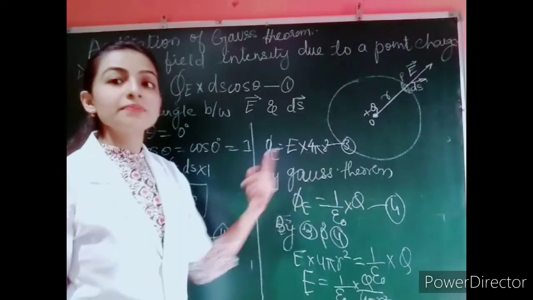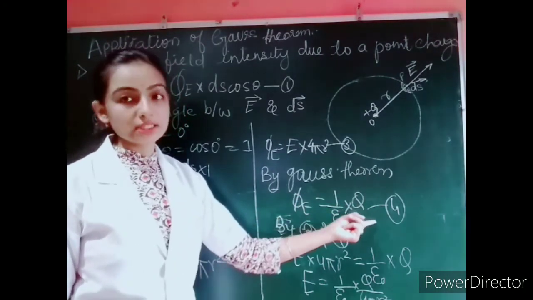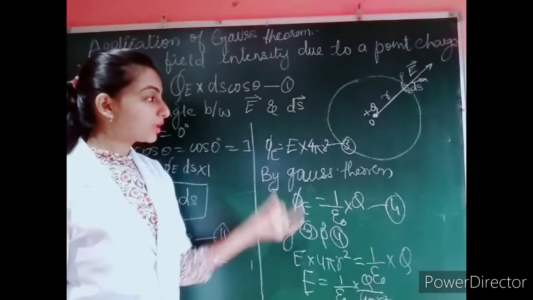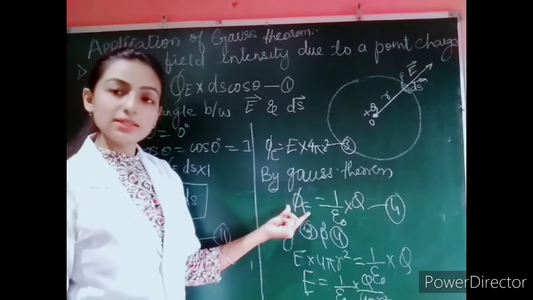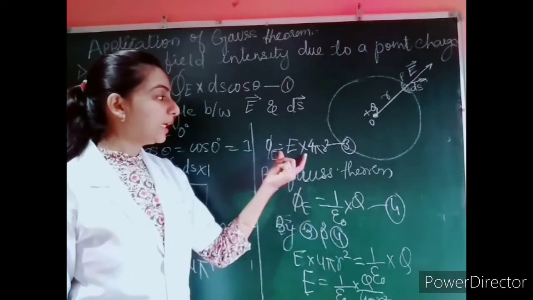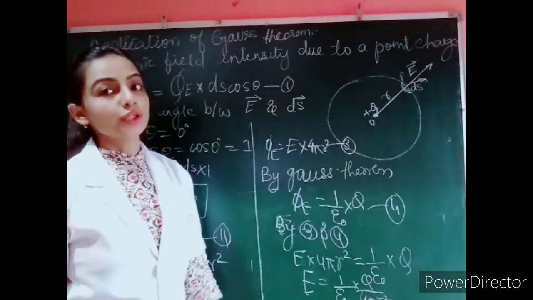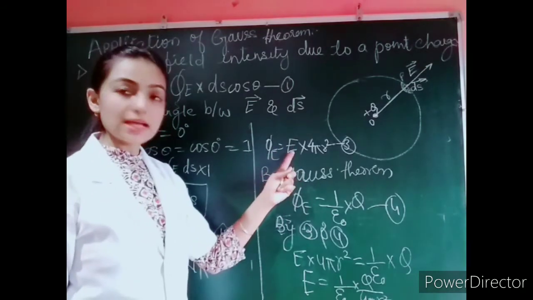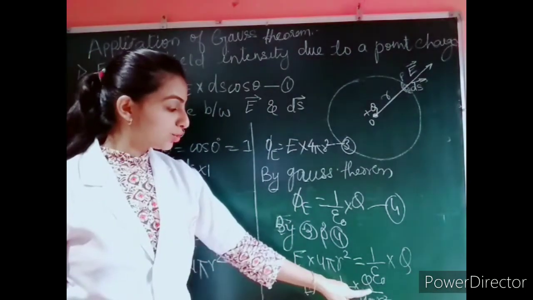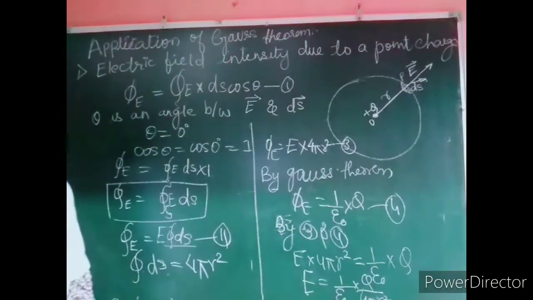Now by Gauss theorem we know that phi E is equal to 1 upon epsilon 0 into q. This is our Gauss's theorem. By equation 3 and 4 we got phi E and phi E, the left hand side is equal, so the right hand side will be equal. So we got E into 4 pi r square is equal to 1 upon epsilon 0 into q. Now E will remain on this side and we got E is equal to 1 upon epsilon 0 into q upon 4 pi r square. This is our intensity due to a point charge.